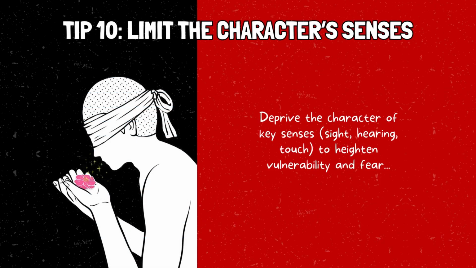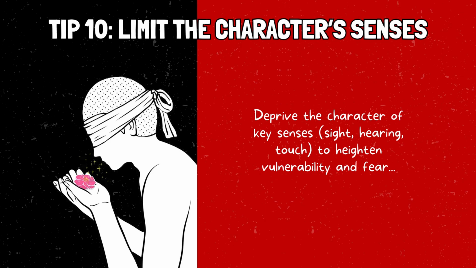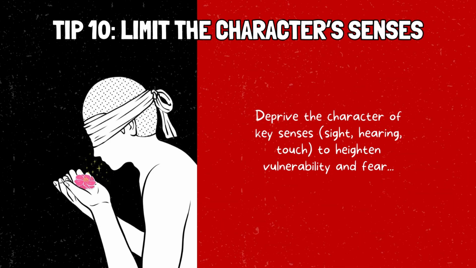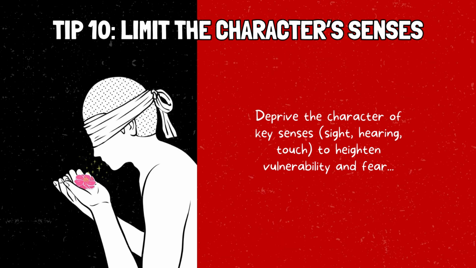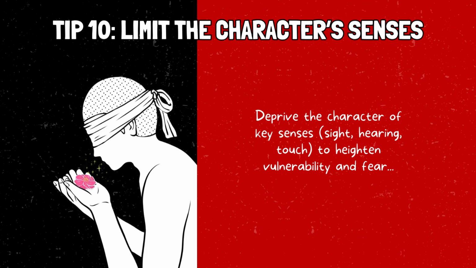Tip 10. Limit the character's senses. Deprive the character of key senses, such as sight, hearing, and touch, to heighten vulnerability and fear. Restrict what the character can see with darkness, fog, smoke, or even blindness. The unknown lurking just beyond their sight can be far more terrifying than what's visible.